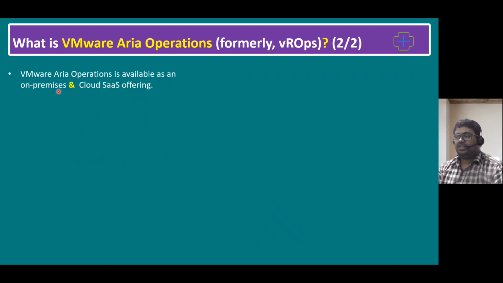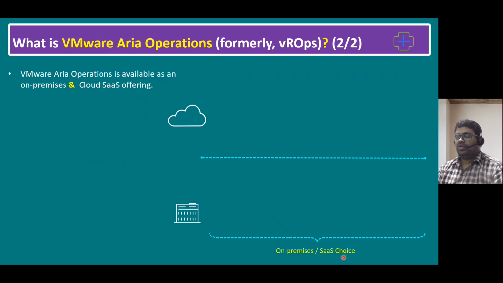Okay, now further to this definition, another key point is VMware Aria Operations is available as an on-premises offering, that means within our on-premises data center. And if you want to use this tool for your cloud, it is offered as a SaaS, that means software as a service offering. So normally in your on-premises and cloud environment, this tool can be used.